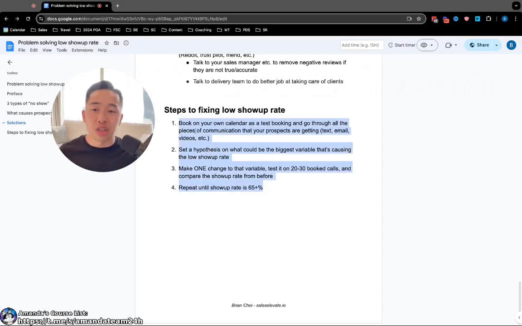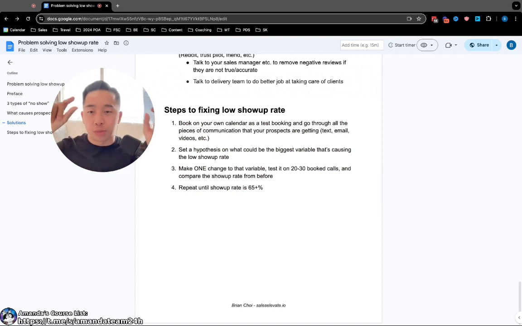Okay. Now, in terms of changing this, for example, you can change something from your sales call and also change something from your call confirmation process, because those two things are kind of separate, right? Because you don't want to change two things on your sales calls and two things on your confirmation process, because then what did what, right? But you can go through this process and repeat until your show up rate is 65% plus. This is what I did. Go implement this. Let us know how it goes in the group. Let me know if you have any questions.